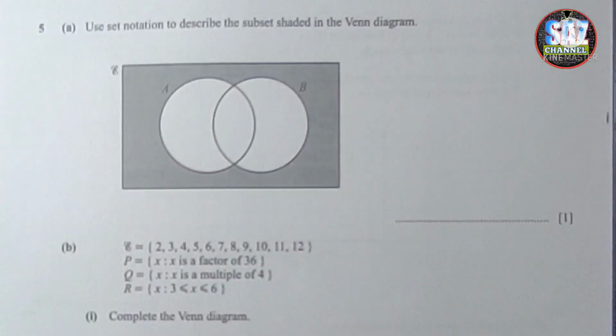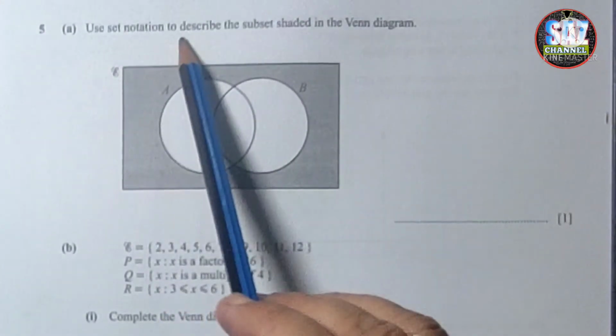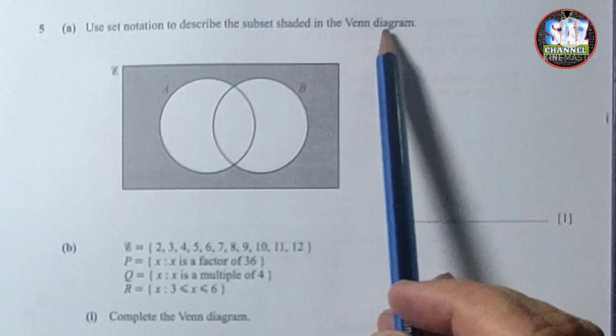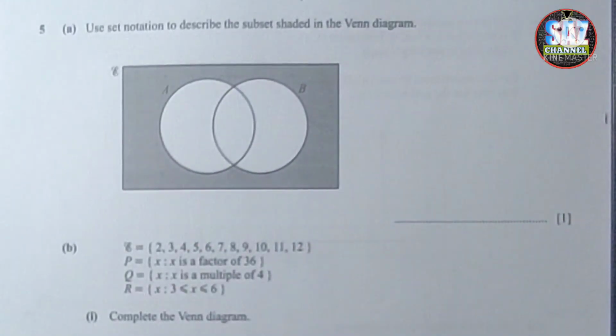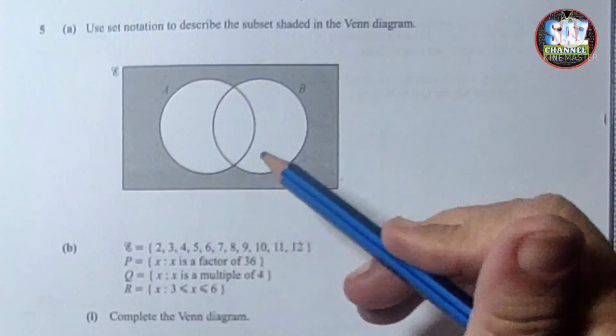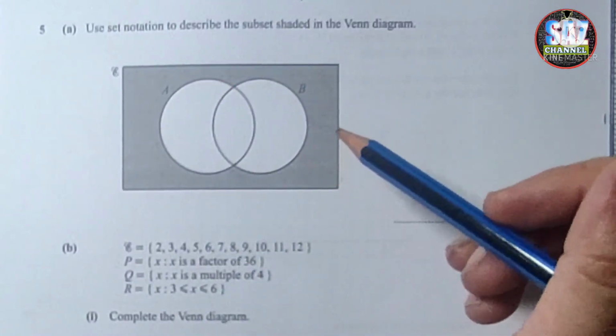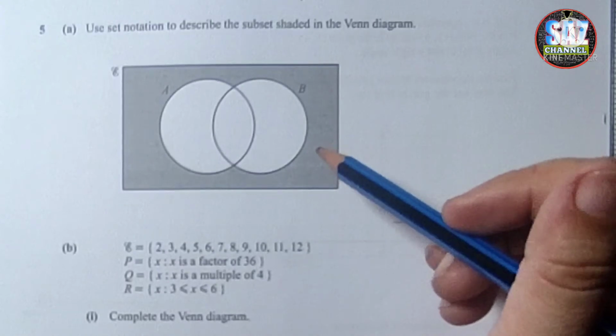Moving to question number 5, and let's read the question. Question 5 says, use set notation to describe the subset shaded in the Venn diagram. Very easy question. This is a concept from D2, and we can easily grasp it. If you are not clear from D2, or if you find difficulty, you can come to the channel library where you can find the basic lessons.